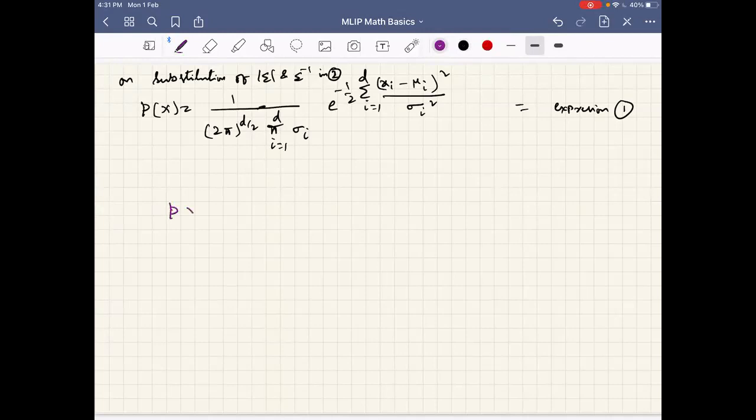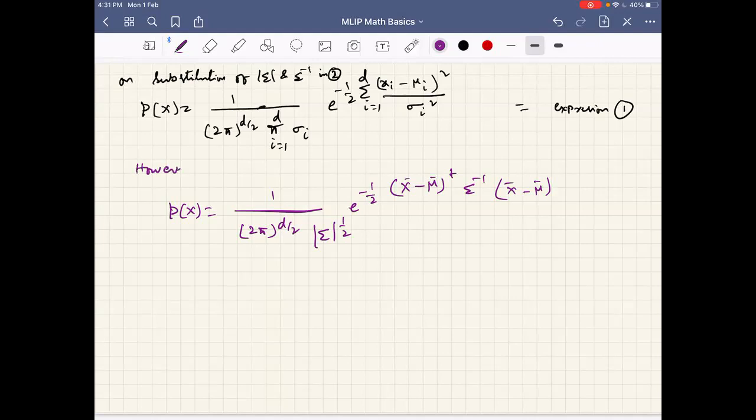But in general, p of x, we should remember that it is 1 by (2 pi) to the power d by 2, sigma determinant to the power half, e to the power minus half (x minus mu) transpose sigma inverse (x minus mu), and sometimes the bar may also be left out. In general, the multivariate Gaussian distribution is this.